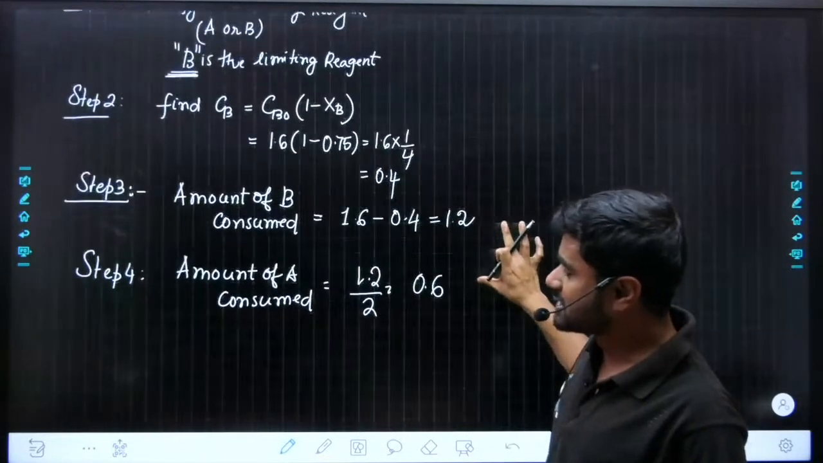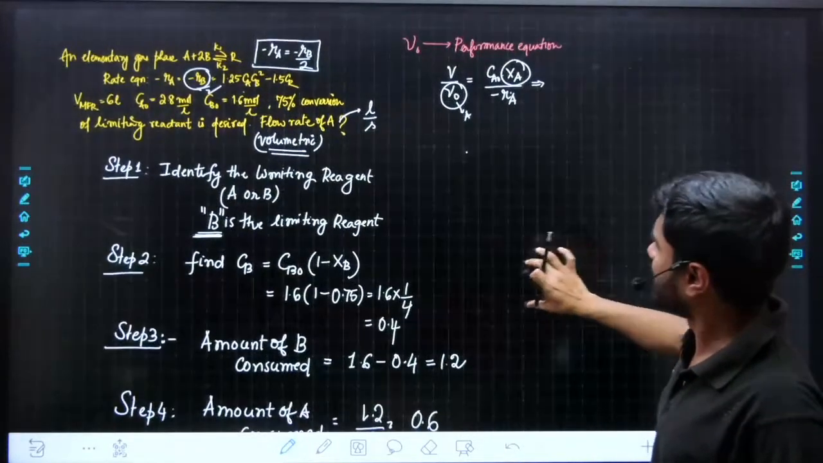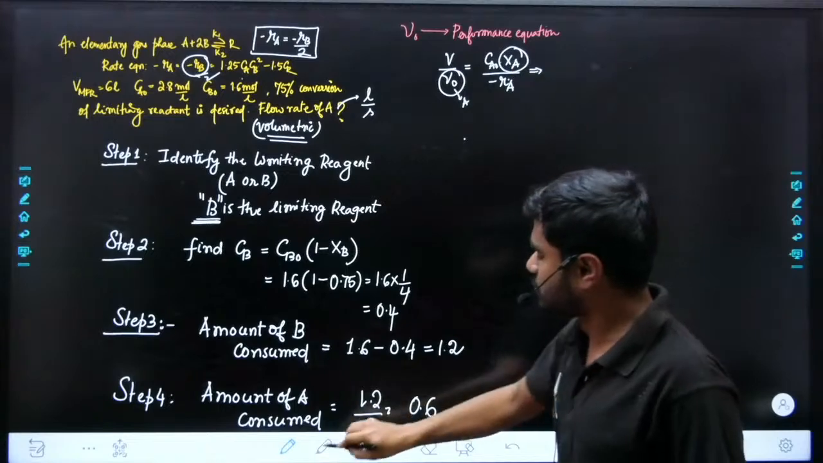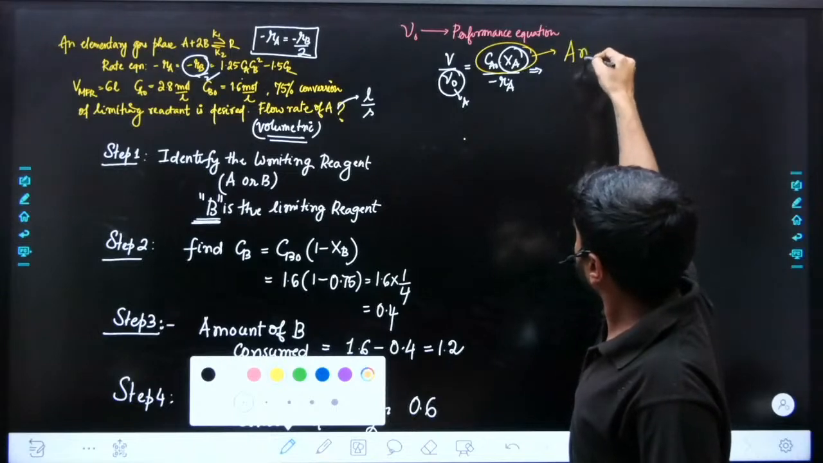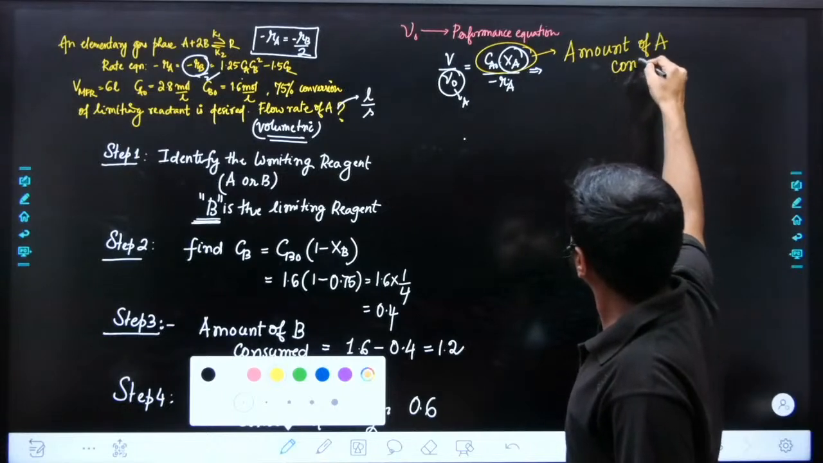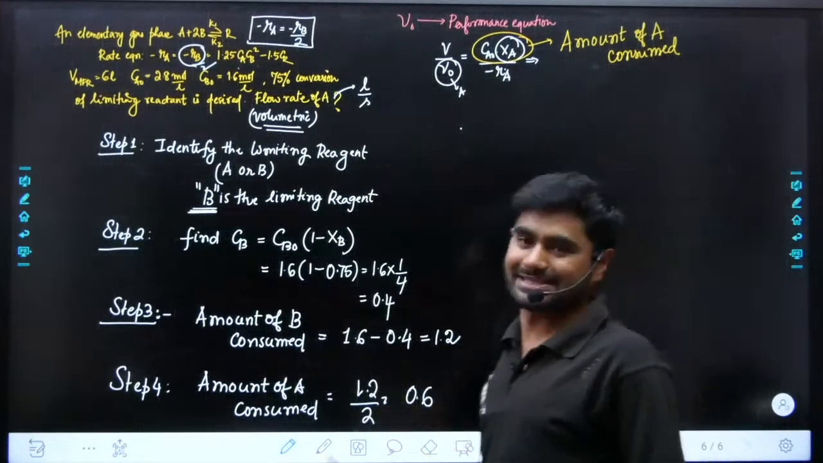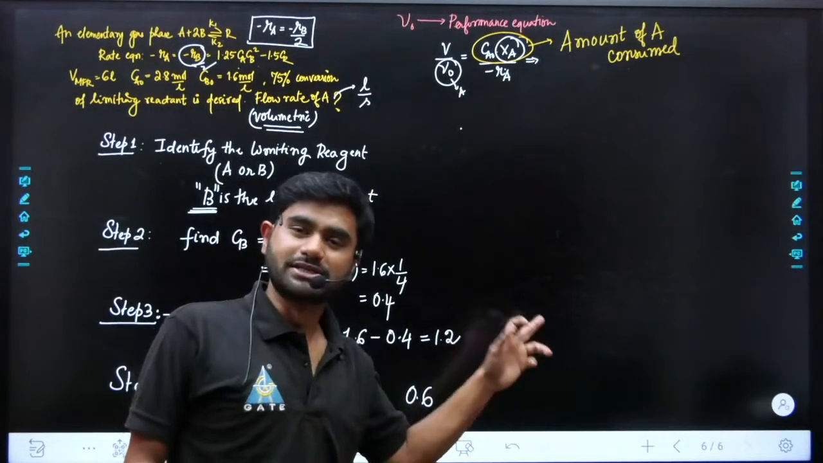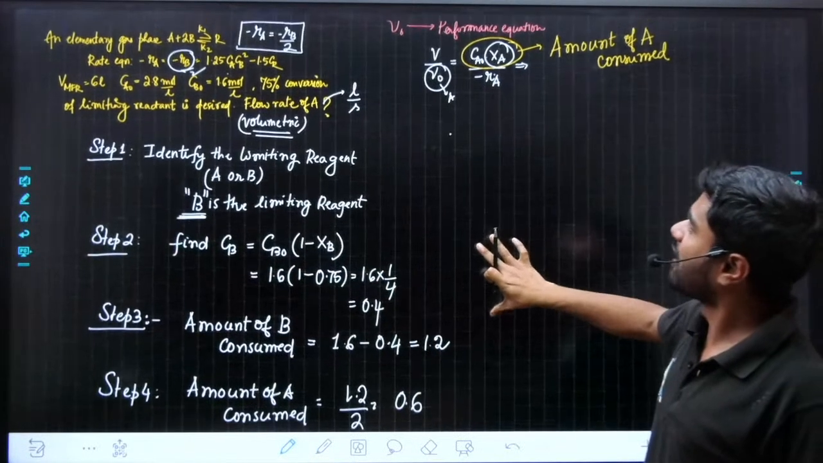From this concept of amount of A consumed, can I say that CA naught XA is the amount of A consumed? This whole part signifies the amount of A consumed. So we know the answer of amount of A consumed as 0.6. So we are directly writing the value instead of CA naught XA. We just write 0.6. Exactly. Fine. Now we have written this value.